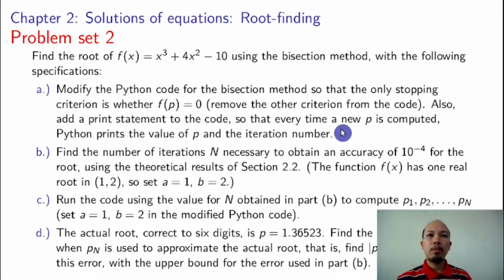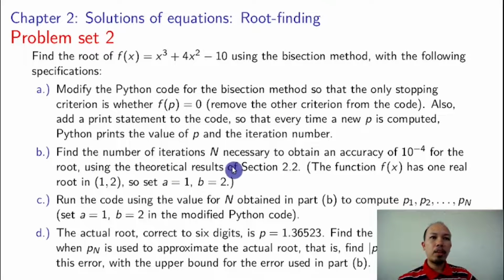Okay, so that every time a new P is computed, Python prints the value of P and the iteration. So iteration number 1, 2, 3, 4, 5, and also the P. Okay, the first column is the iteration number, and the P value is the midpoint. Okay, the second column. So this is the modification of the bisection method that I already typed a while ago.